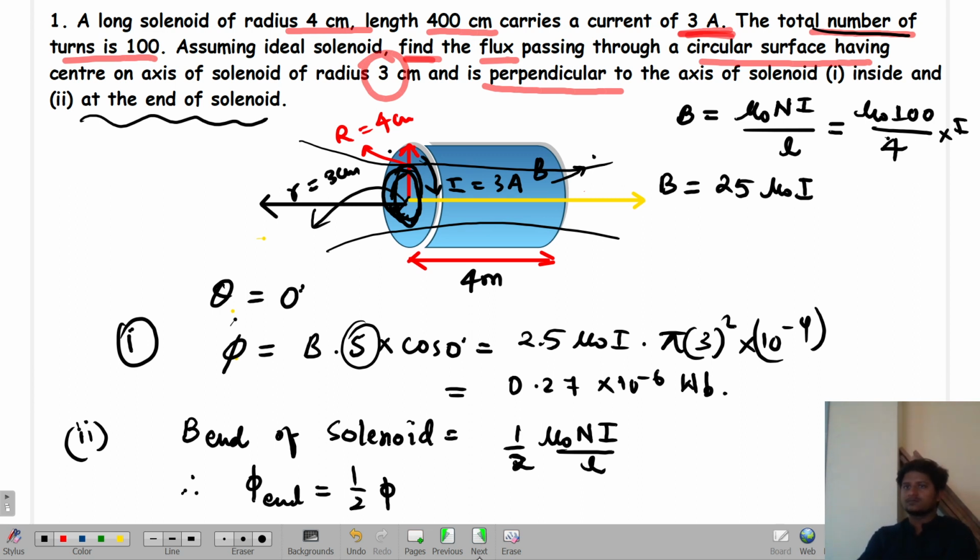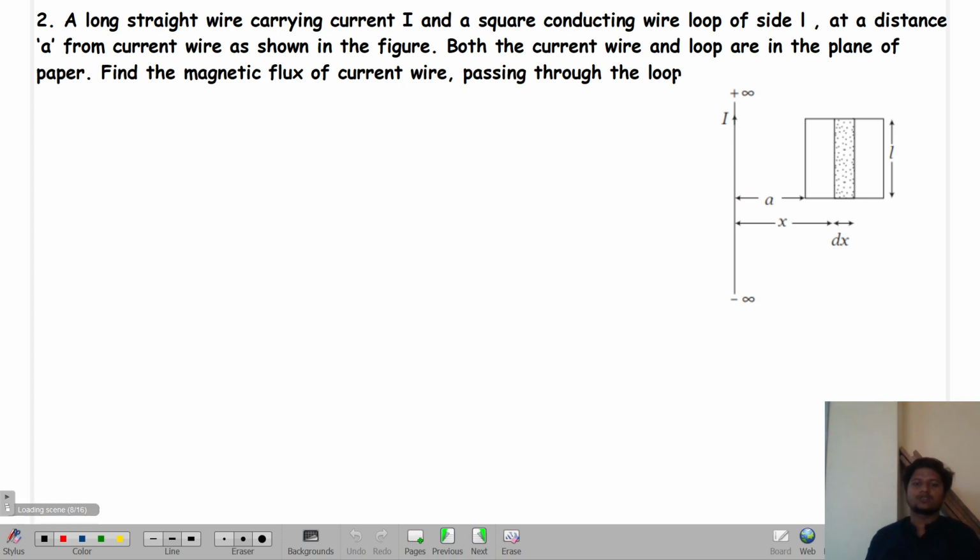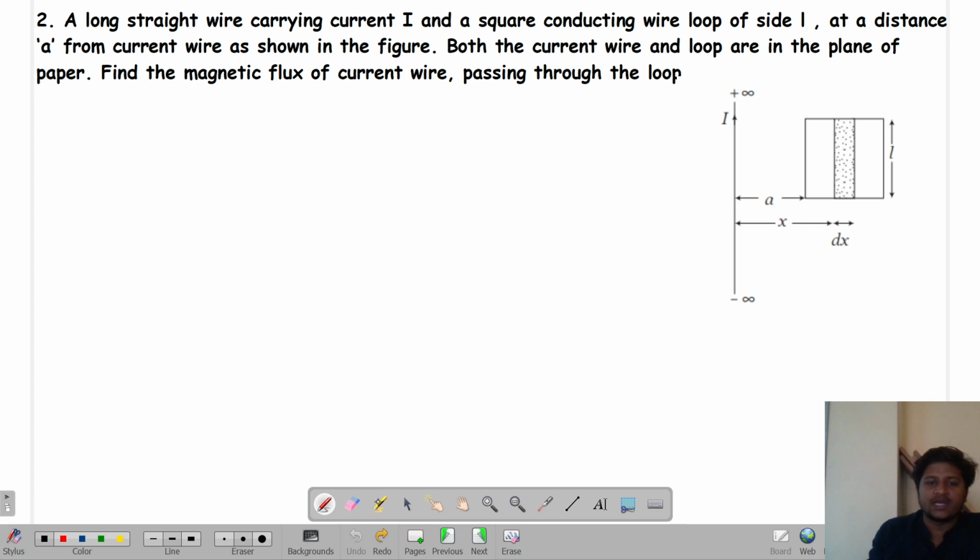Done or not? Question number 2. Do this. What is it saying? A long straight wire carrying current I, means you have some kind of long straight wire which is carrying how much current? Current I it is carrying, and a square conducting wire loop of side L. So you have some kind of a square over here, of length L, while you have some current carrying wire at a distance A from the current wire, as shown in the figure. Both the current wire and the loop are in the plane of paper.